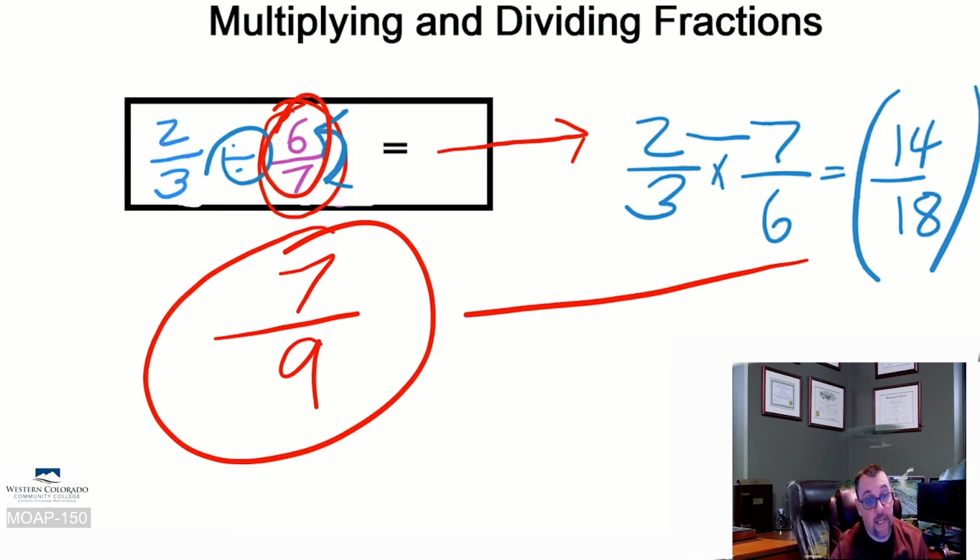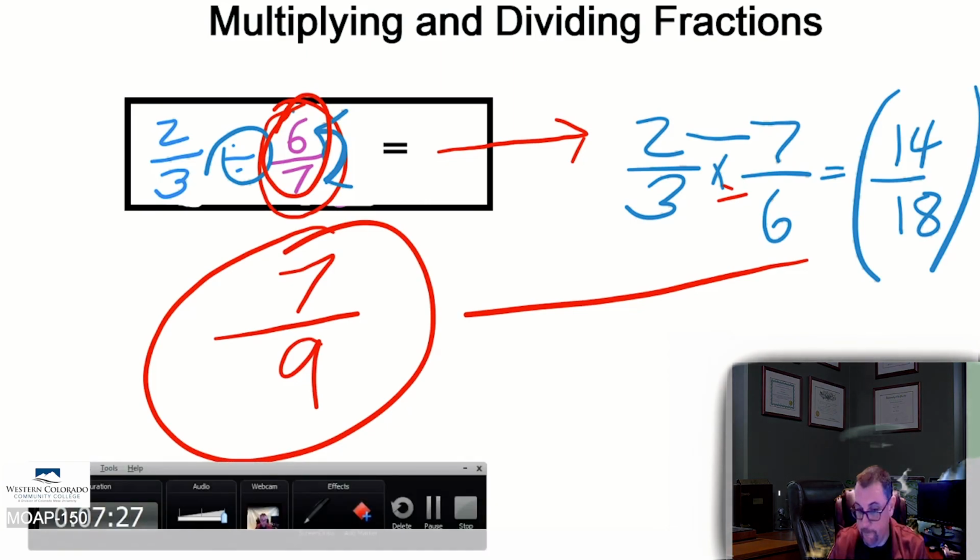So in this inversion, making 6/7 and turning it into 7/6, and then flipping our sign to multiply, we are able to do a division problem like that.